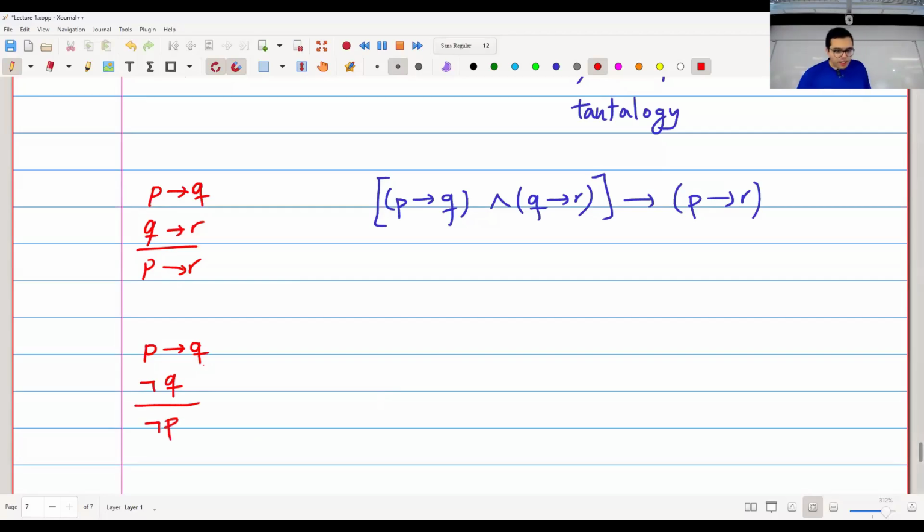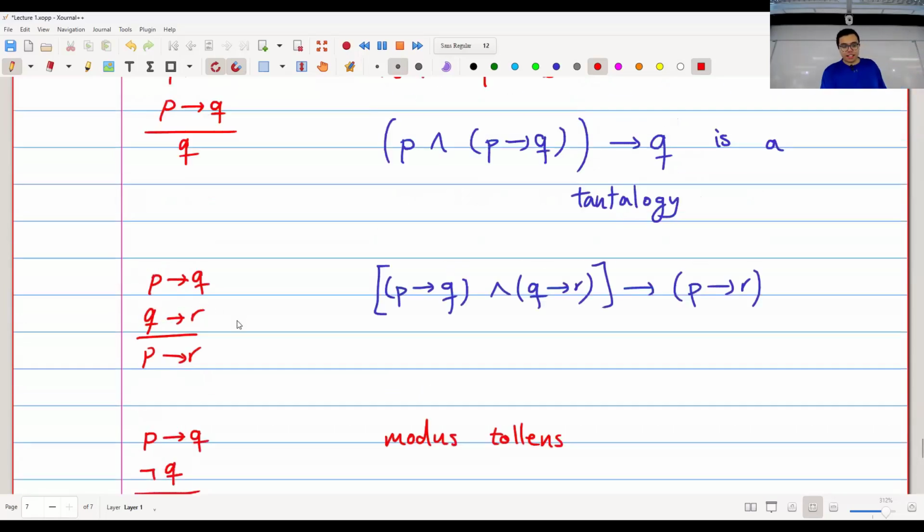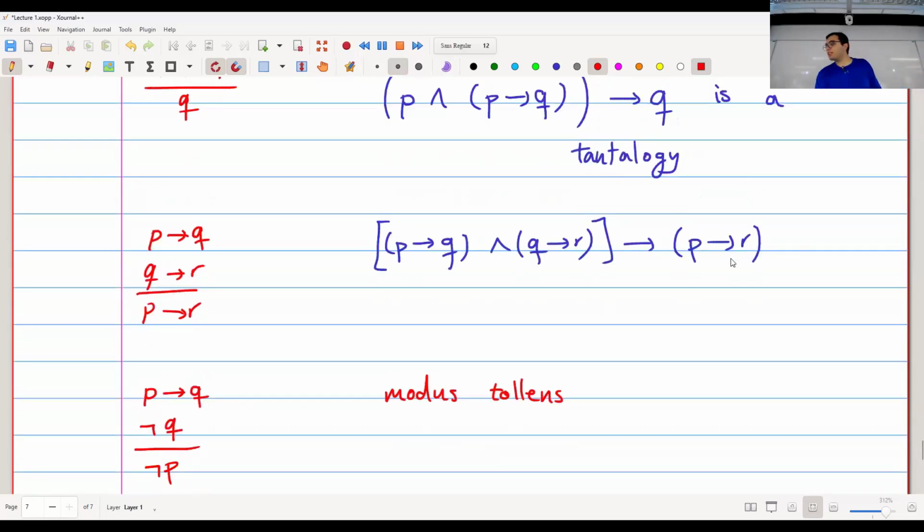Okay. This one has another fancy name. This is modus tollens. I don't speak any Latin. Okay. Yeah, and again, the reason it holds is that you can write it as an implication and you can check that it's a tautology. Okay. Great. So this is it for now.